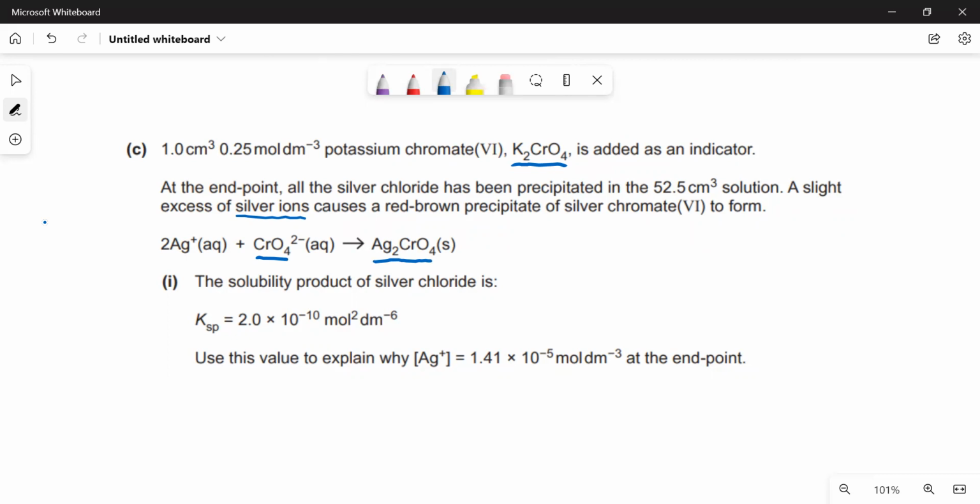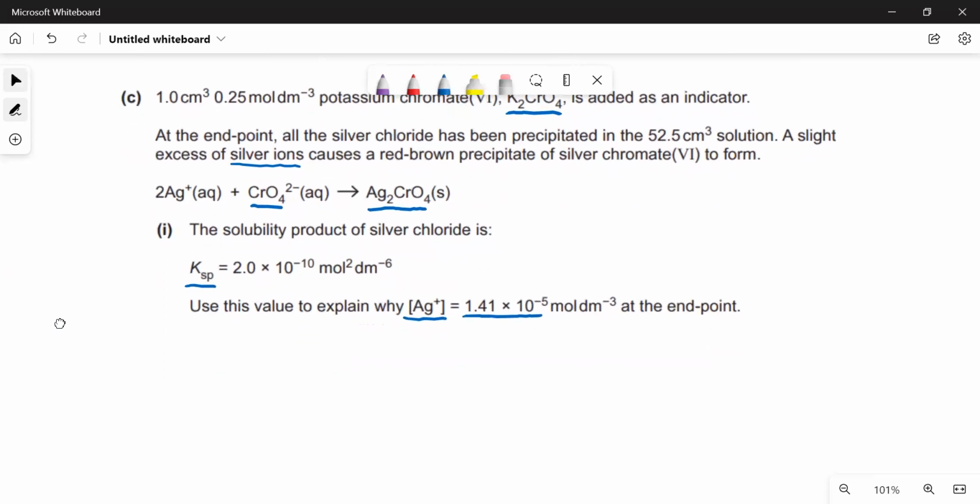Now, the solubility product of silver chloride is this, okay? Use this value to explain why the concentration of Ag+ ions at the endpoint is going to be that. So we say silver chloride is completely insoluble. It's not completely insoluble. So there's always a tiny bit of it which remains. So what's the equation for the solubility product here? Well, let's write down the equation. So we've got Ag+ and Cl- going to form AgCl.